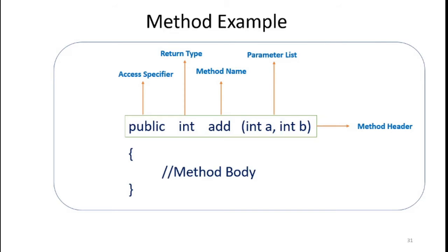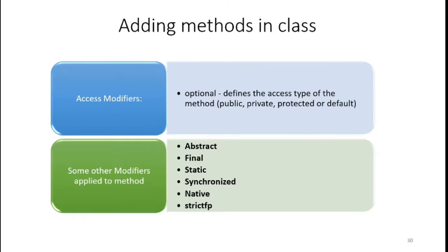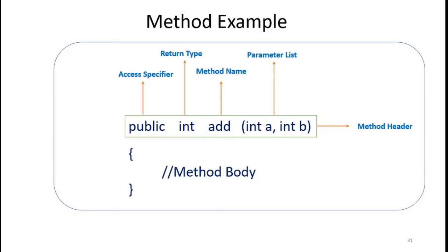This is the general syntax of the method. We have already studied the syntax on the previous slide. This is again given on this slide for simplicity and better understanding. Access specifier is public, int is the return type, method name is add, and int a and int b is the parameter list. This green box is the method header, and below that you can write the method body, or rather you have to write the method body.